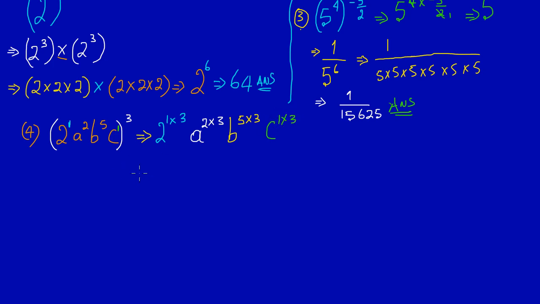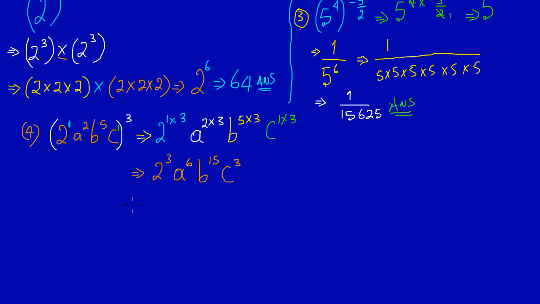Now, let's just quickly simplify this. We can say now then that this is really 1 times 3 is 3. So we have a 2 to the 3rd power. Then we would have an a, 2 times 3, a to the 6. And then we would have a b to the 5 times 3 is 15. Then we would have a c to the 1 times 3, and that's 3.